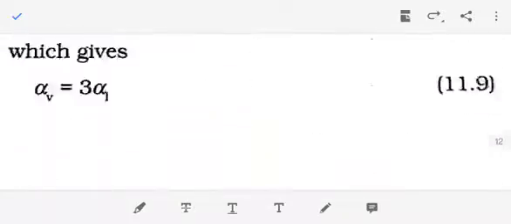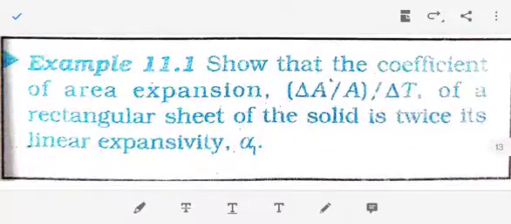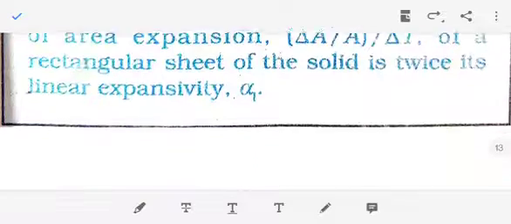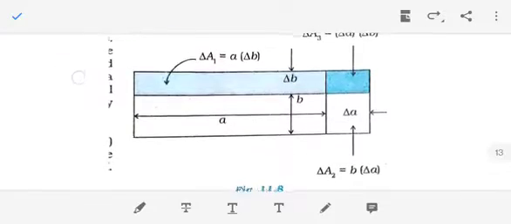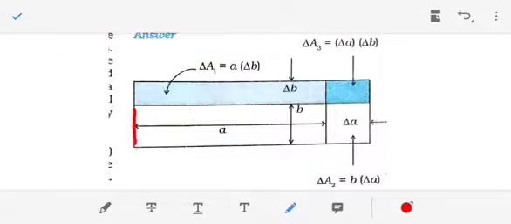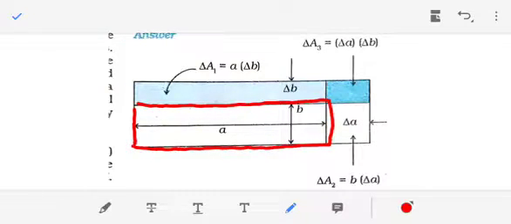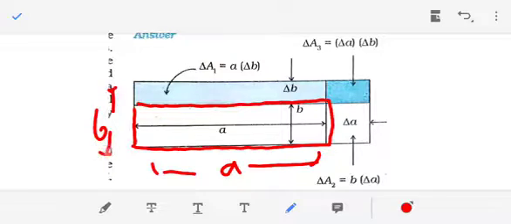Now the next example: show that the coefficient of area expansion, that is delta A upon A delta T, of a rectangular sheet of the solid, is twice its linear expansivity, that is alpha L. Consider this was the initial rectangular sheet, and its length was A and its breadth was B. Then we have heated it up and its temperature increased by delta T.